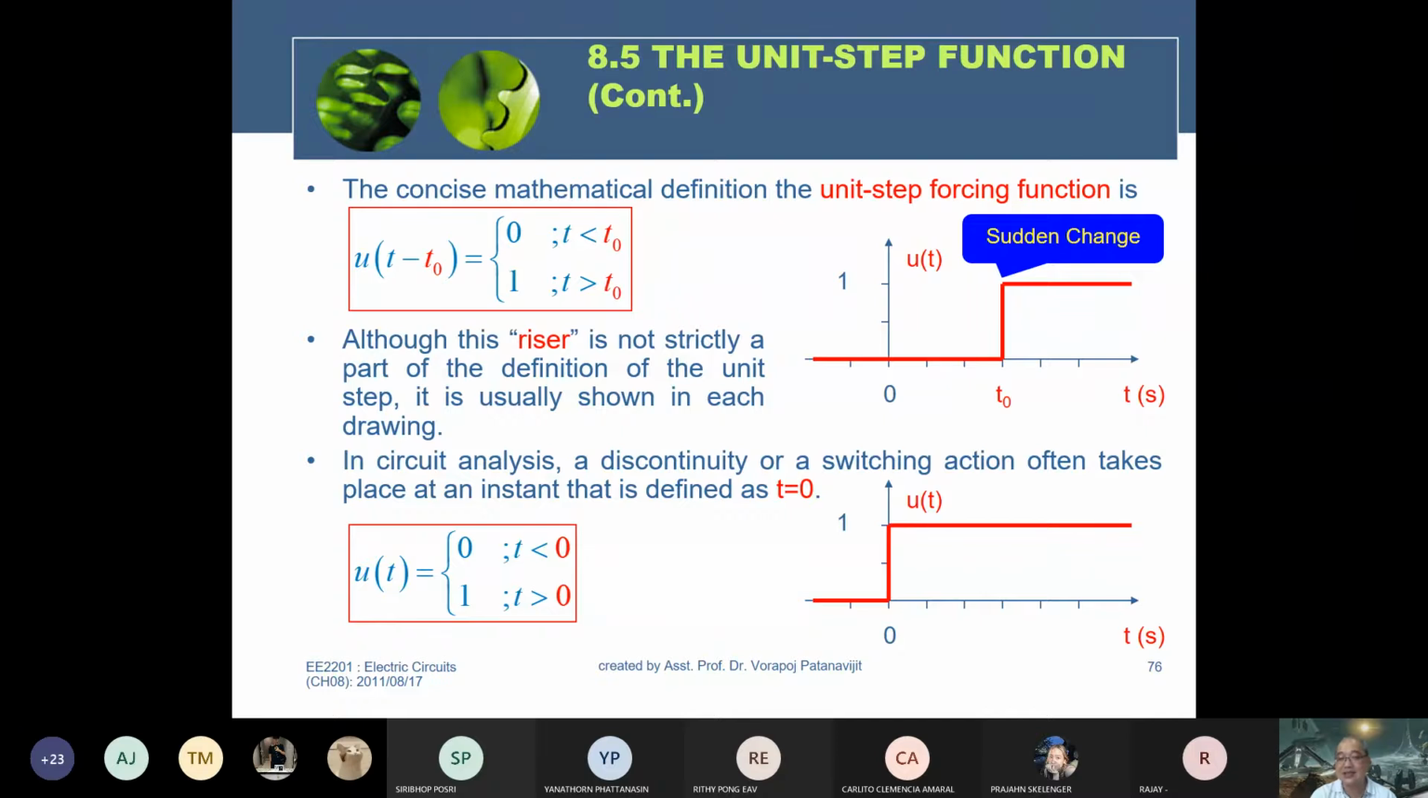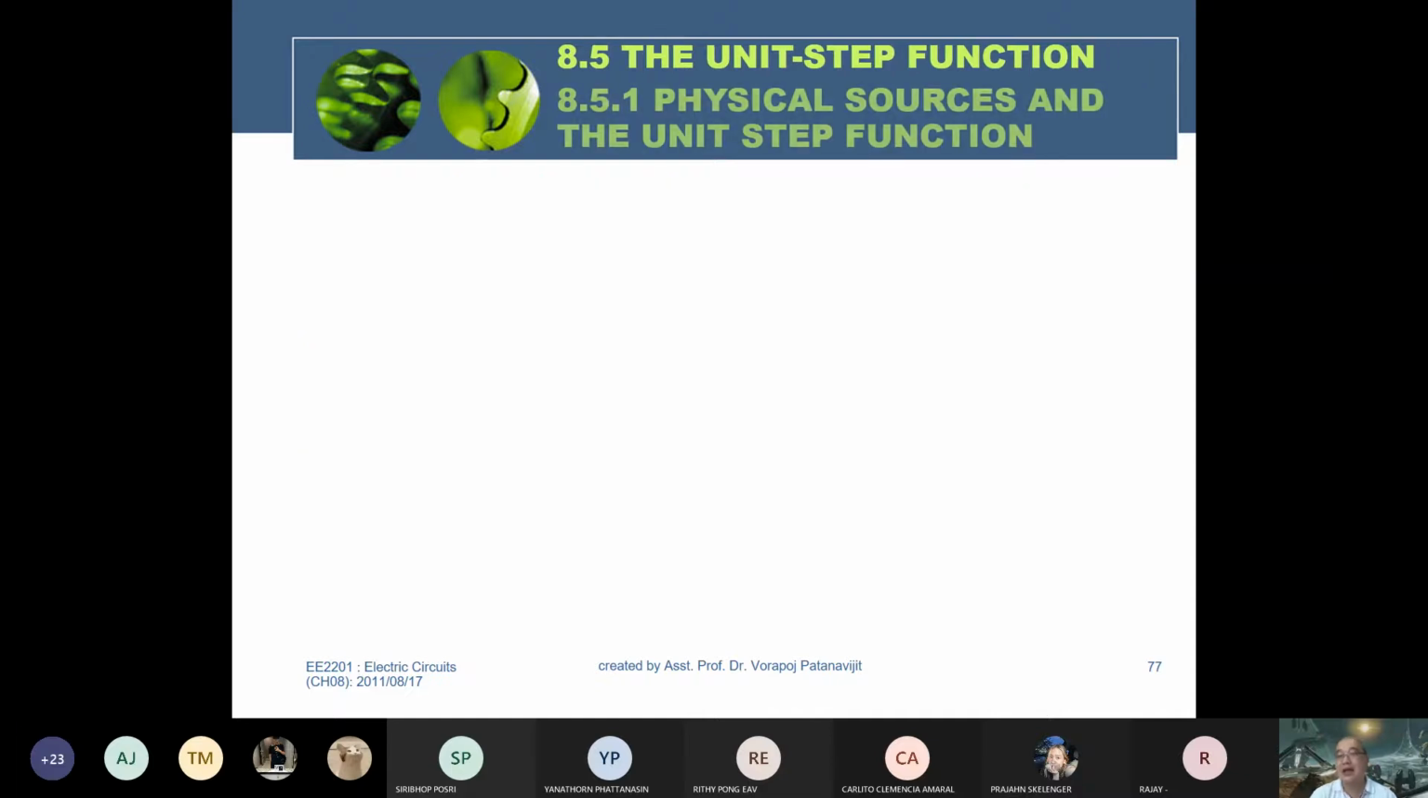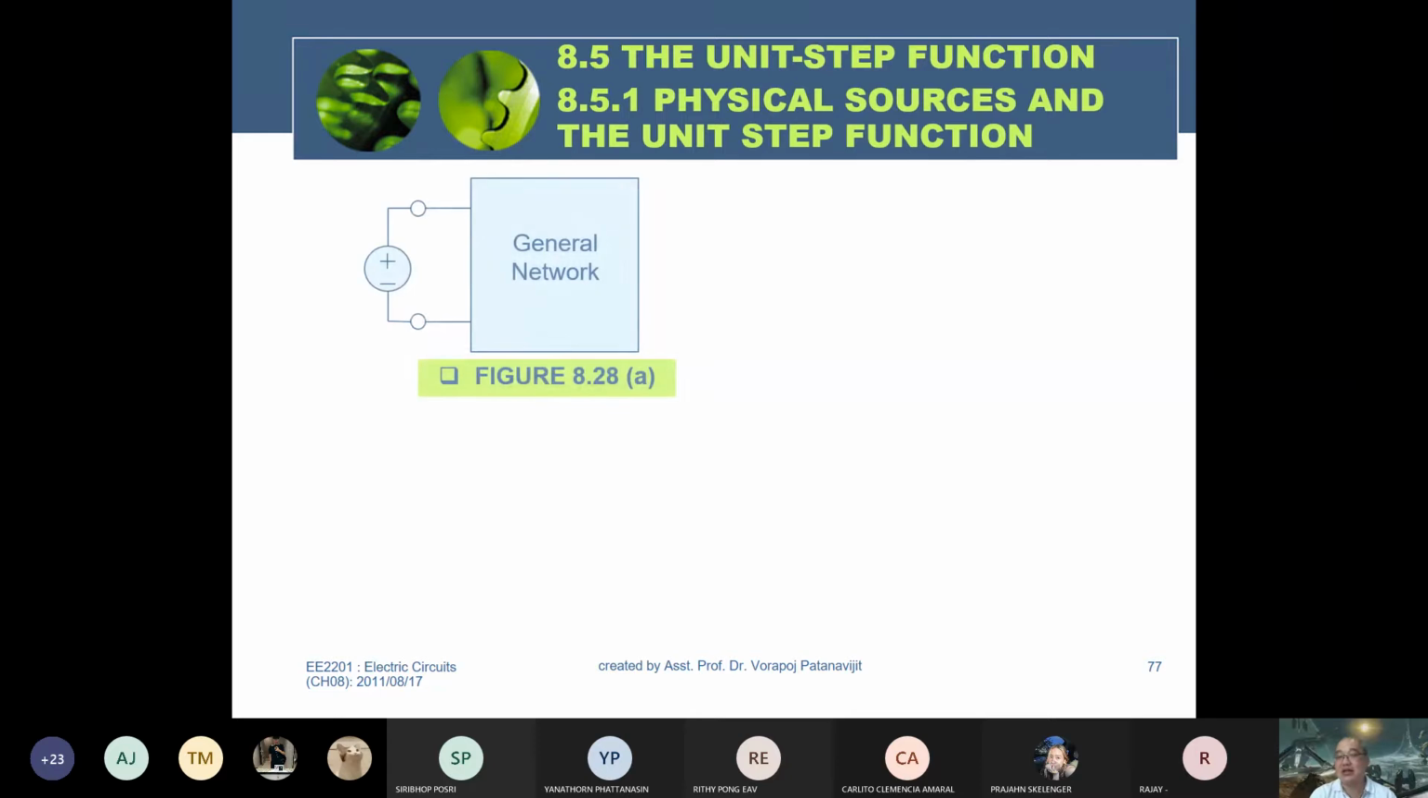In circuit analysis, a discontinuity or a switch action often takes place at an instant that is defined at time equal to 0. We don't define it, but we physically draw it to connect the two pieces of the graph, 1 and 0, in order to identify that this is the same function. We will show the physical source and the unit step function here.